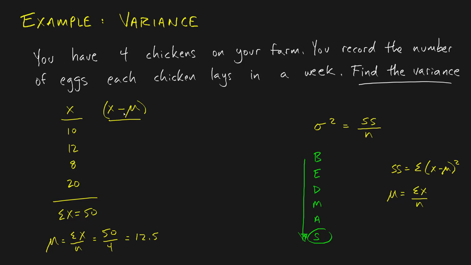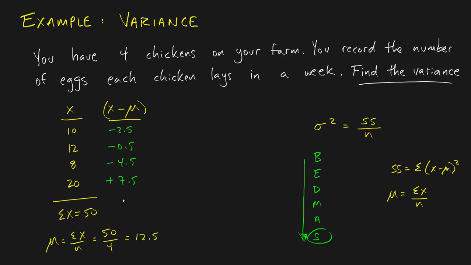So what is x minus the mean? Well, it's going to be different for each different x. My first x is a 10. I do 10 minus 12.5, and that gives me negative 2.5. Then I have to do 12 minus 12.5. That's going to give me negative 0.5. And then 8 minus 12.5 is, let's see, negative 4.5. And 20 minus 12.5 is positive 7.5.